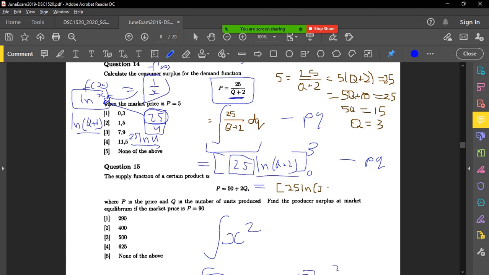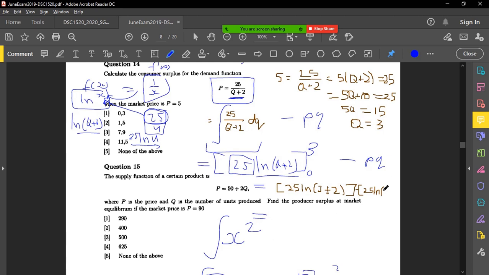Was that a 2 plus? Yeah, it's a plus 2. Sorry, the writing's not so great. Now I'm also struggling to write with this. And then this is going to be minus 25 ln of 0 plus 2. So 0 plus 2 is just 2. Yeah, so far so good.